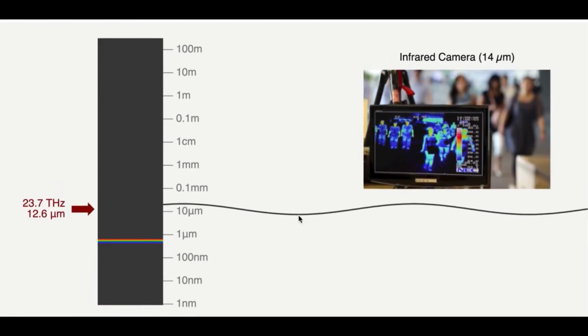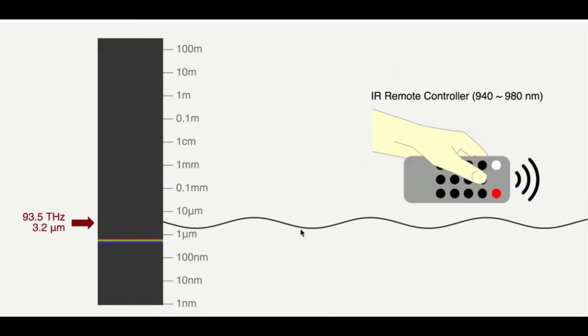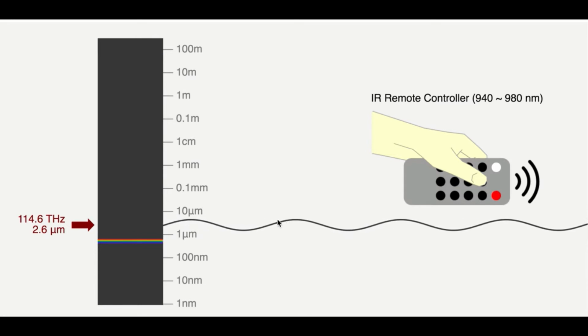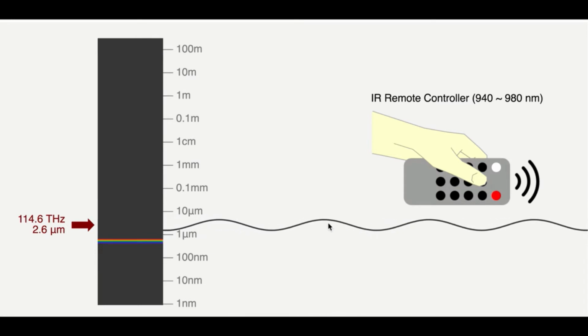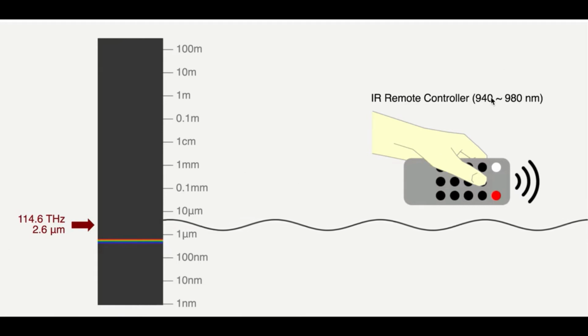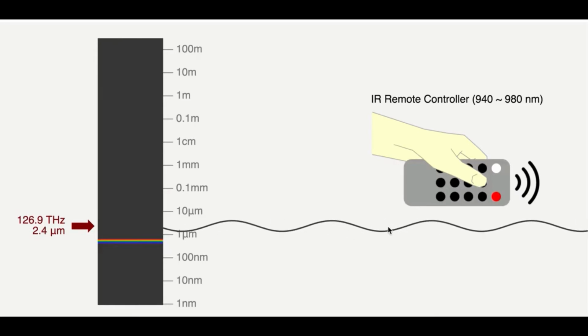Okay. Now that's for infrared cameras. Your remote controller, notice your wavelengths are now much shorter, so we can actually see full waves. So this is what you use for your remote controller. The wavelength is between 940 and 980 nanometers. Okay, let's decrease the wavelength even more.